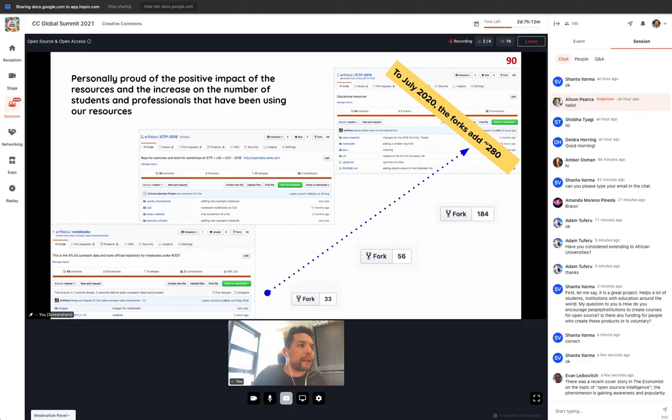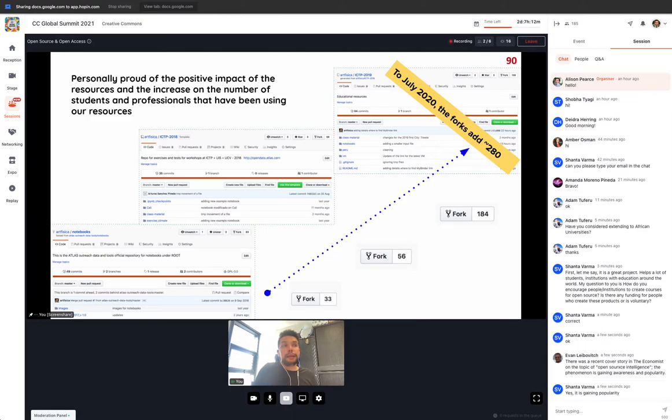Sorry, Evan, I said there is a recent cover story in The Economist on the topic of open source intelligence, the phenomenon is gathering awareness. Yes, and again, it's not a question of popularity. I also want to stress, it's a question of necessity.